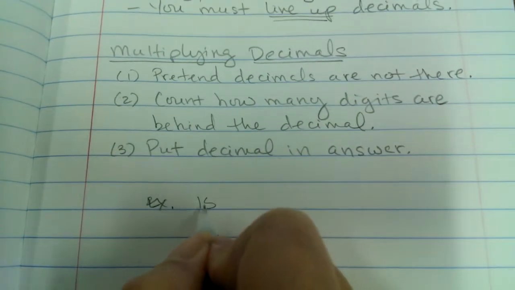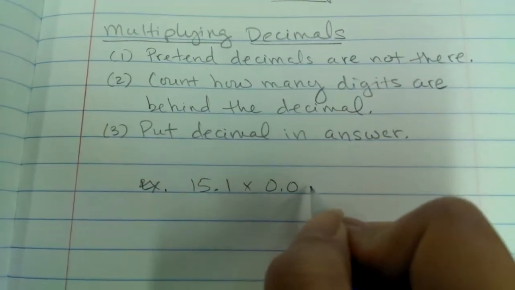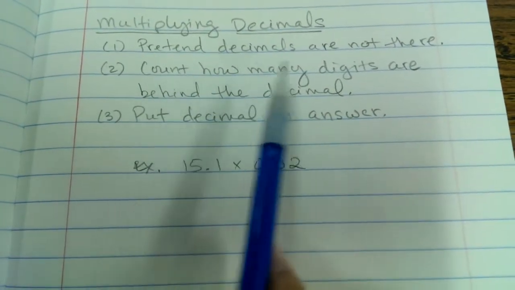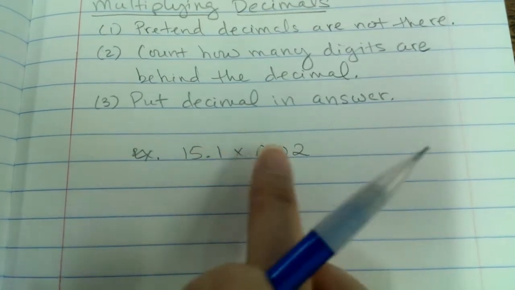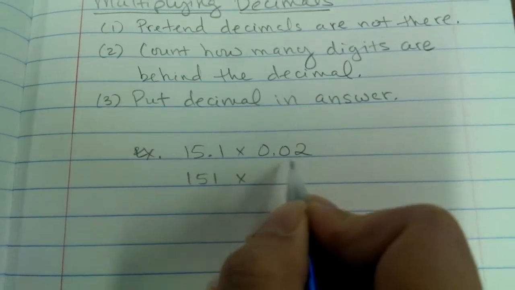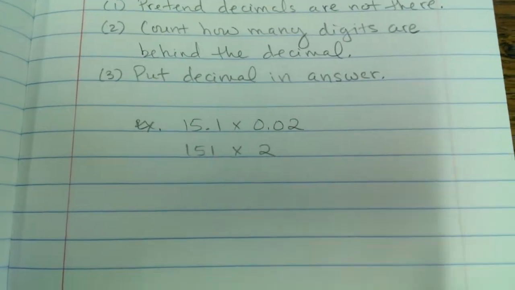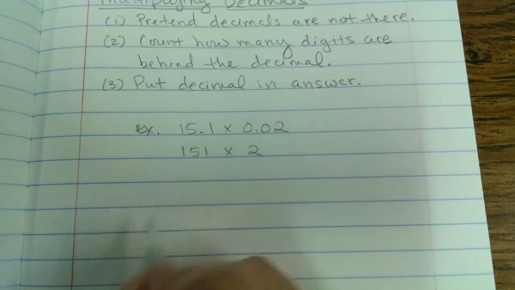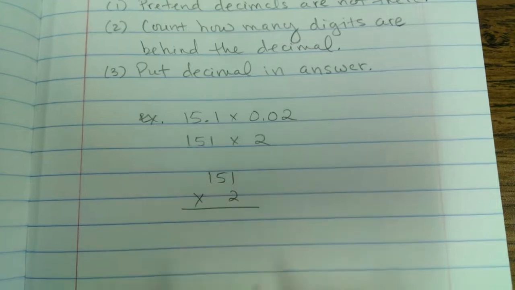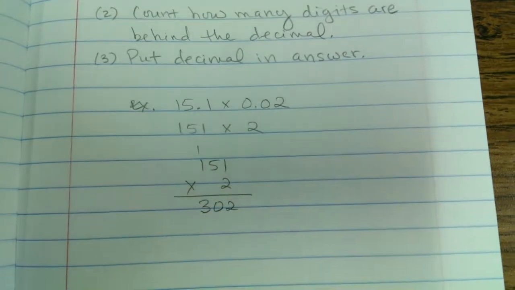So let's go ahead and do 15 and 1/10 times 200ths. Our first step is to pretend the decimals are not there. If we pretended the decimal wasn't here, what would our number be? Well, our number would be 151 times 2. So let's multiply that. When I'm multiplying, I like to write it vertically. So it's 151 times 2. 2 times 1 is 2. 2 times 5 is 10. Carry the 1. I get 302.